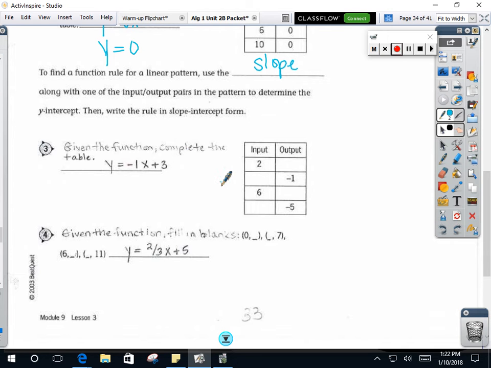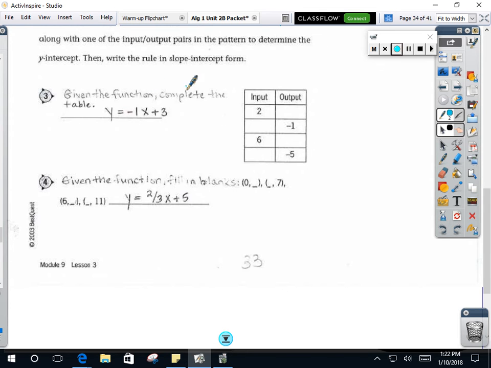Okay, so for this first one, I would rather you just watch what I do, and then after I've done it, I'll give you time to copy. Okay, so just watch so that you don't miss anything, and then I'll give you time to copy it. Given the function y equals -1x plus 3, complete the table.